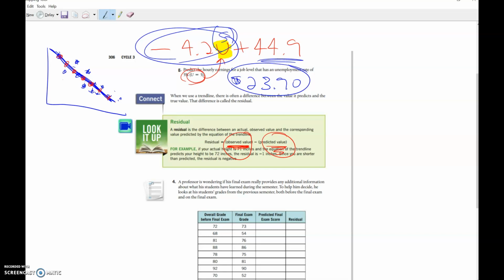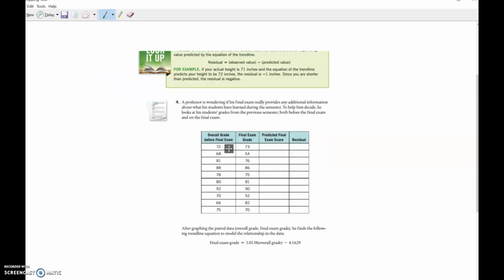All right. So go down and look at problem number 4. The formula is at the bottom. Read through it, and then we'll talk about it before I have you work on it. Okay, so if you read this scenario, the professor is trying to figure out if he even needs to give a final exam, or if they can just predict it. So they have a formula down here, which is the predicted final exam grade. So not what they really would have earned, but the predicted one.